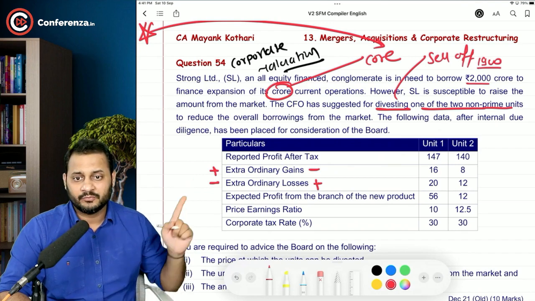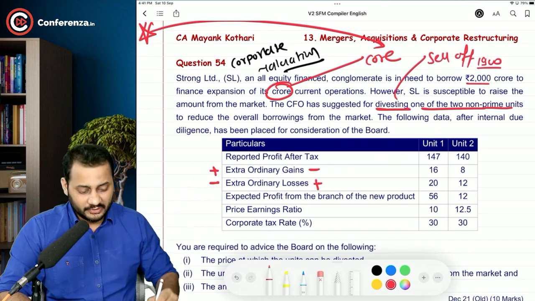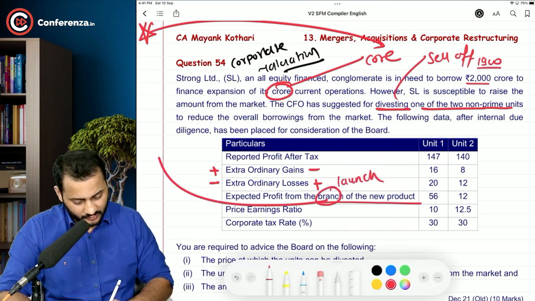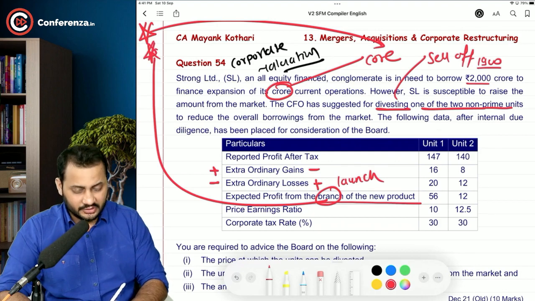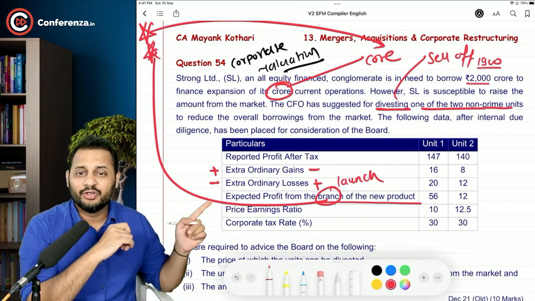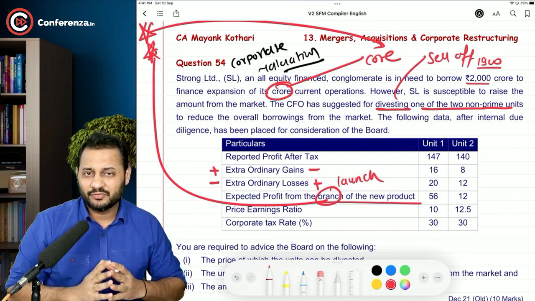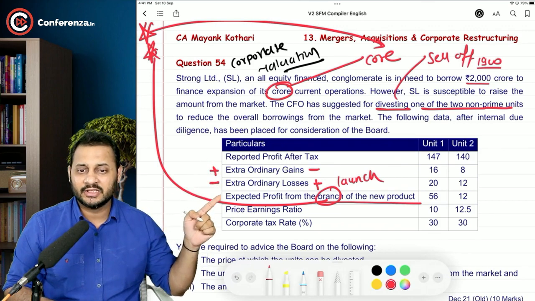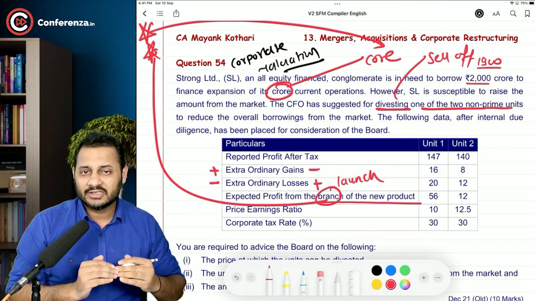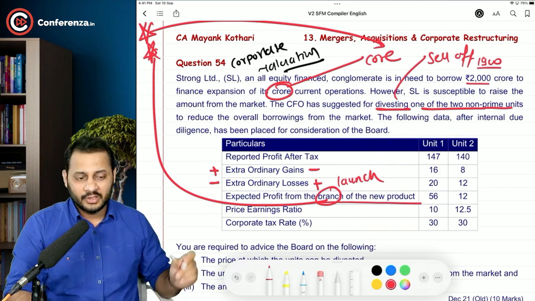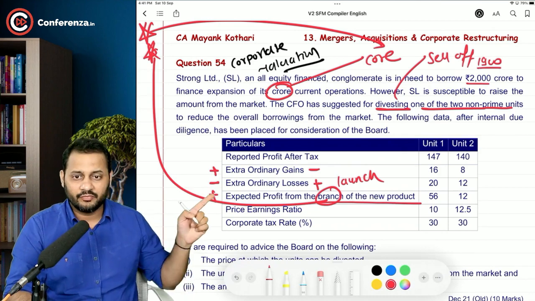gains and losses. Now, expected profit from the branch of new product. It should be launch, not branch. I don't know whether it is in the question itself. Expected profit from the launch of new product. You remember such type of questions where profit after tax was given, then the extraordinary gains and losses, and then sales and some direct expenses were given for the launch of new product. Exactly, this is the same question. So we are going to add this profit.